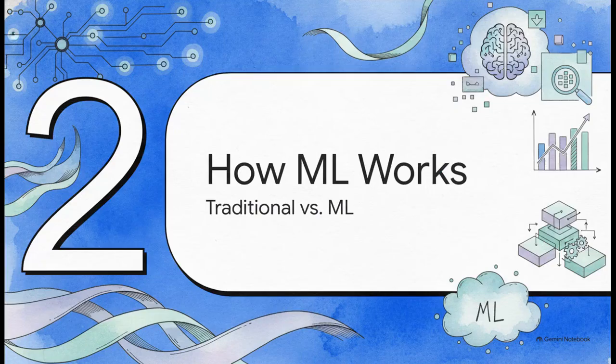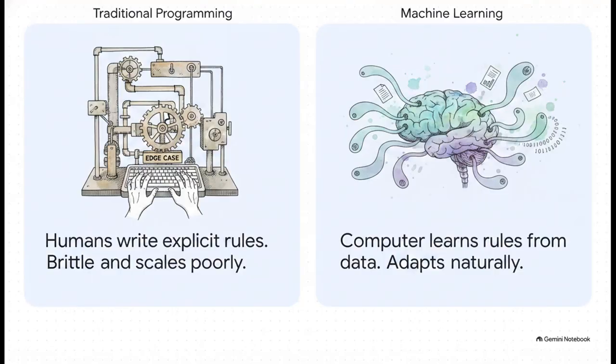Moving right along to Section 2, understanding how ML works. Let's look at how this new approach completely flips the script on traditional IT. In the old way, traditional programming, you, the human, sit down and write explicit rules. You encode all the logic manually. The problem? Those rules are incredibly brittle. A weird edge case pops up and breaks them, and they just scale poorly.